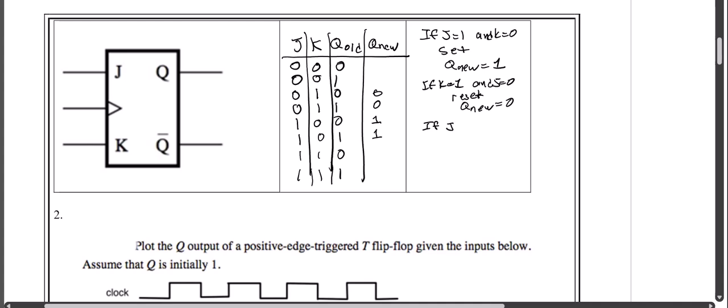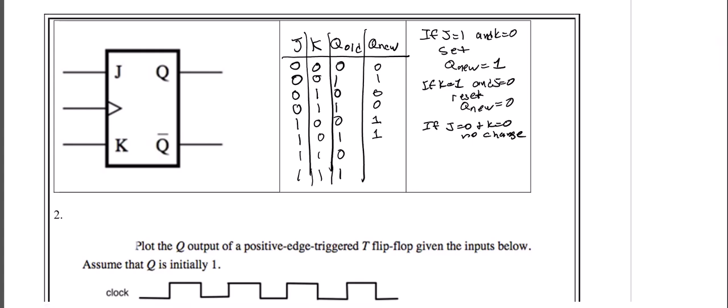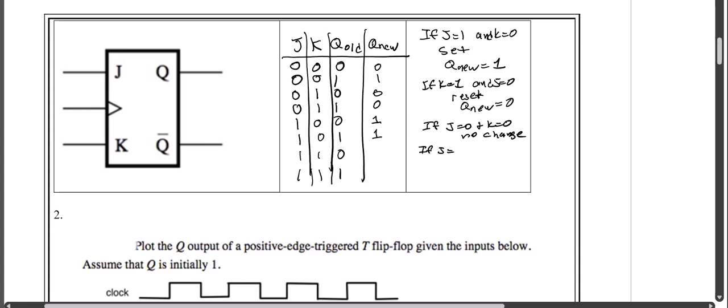If J equals 0 and K equals 0, that means there's no change. So whatever Q was before, it's going to stay that. And if J equals 1 and K equals 1, that's a toggle. So it'll just flip-flop what it was from before.